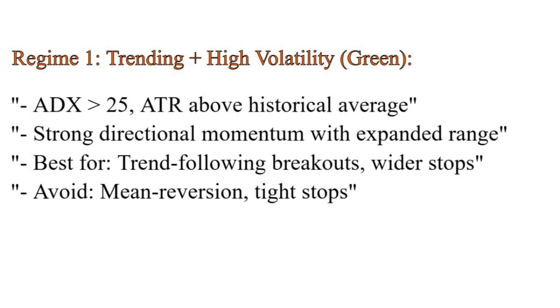The 4 market regimes. Regime 1. Trending plus high volatility, green. ADX above 25, ATR above historical average. Strong directional momentum with expanded range. Best for trend following breakouts, wider stops. Avoid mean reversion, tight stops.